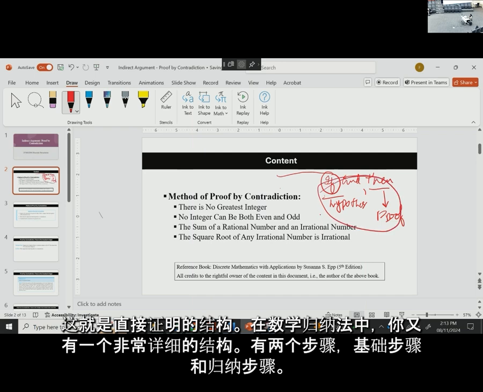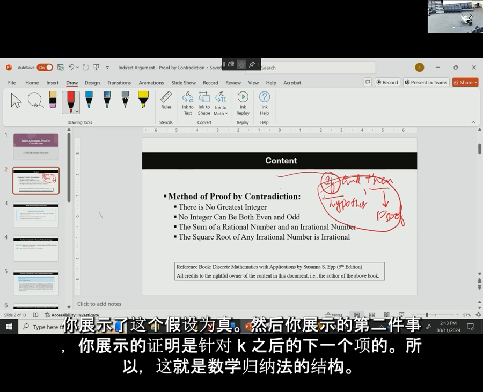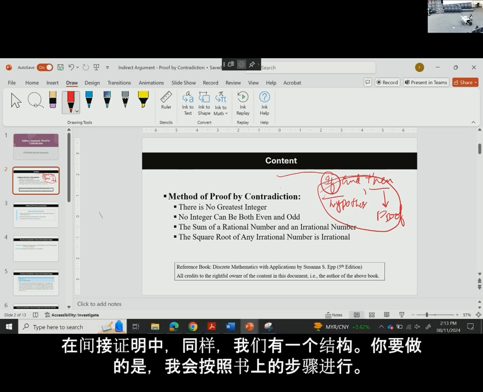And then in mathematical induction, again you have a very detailed structure. You have two steps, basis step and inductive step. In the basis step, you have to prove something. In your inductive step, you have to show two things. One is the assumption for any arbitrarily chosen integer. You show the assumption for that to be true. And then the second thing that you show is the proof for the next term after k. So that is the structure of mathematical induction.